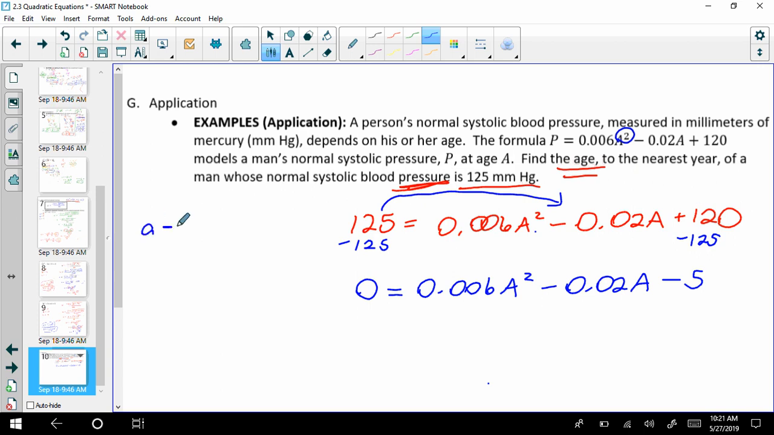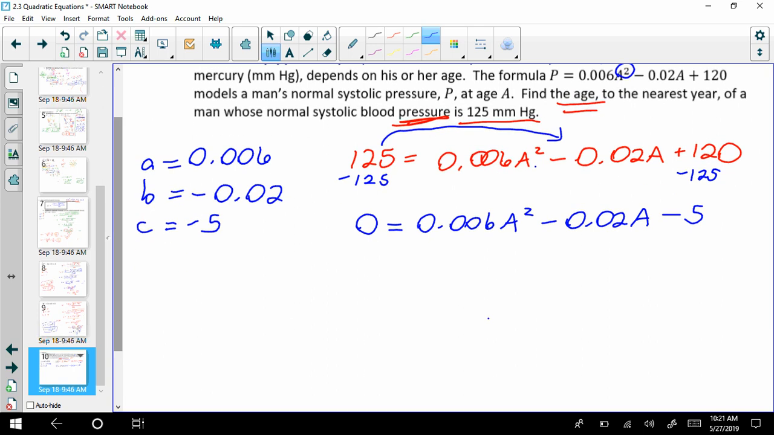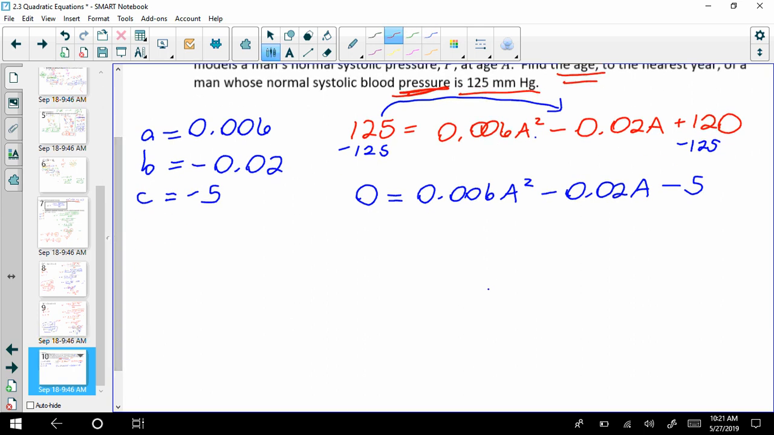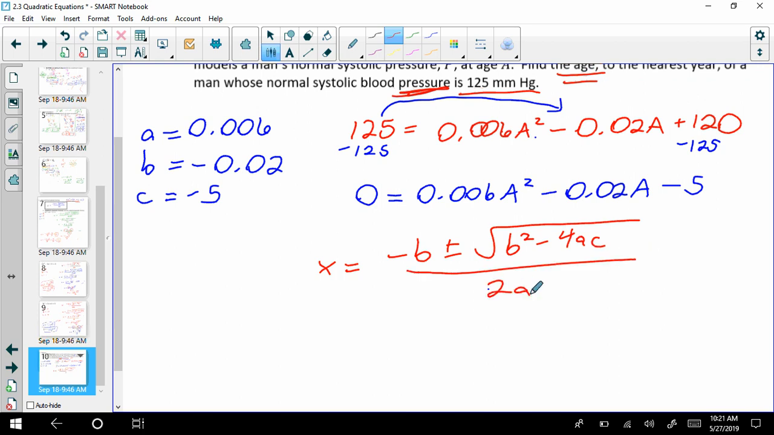And let's quickly identify A, B, and C. Make sure B is negative, and make sure C is negative. Oh, you forgot the formula? Well, x equals negative b plus or minus the square root of b squared minus 4ac, all divided by 2 times a. And technically, picky detail, we're not actually dealing with x, we're dealing with capital A. That's my variable that I'm solving for. So let's substitute in.